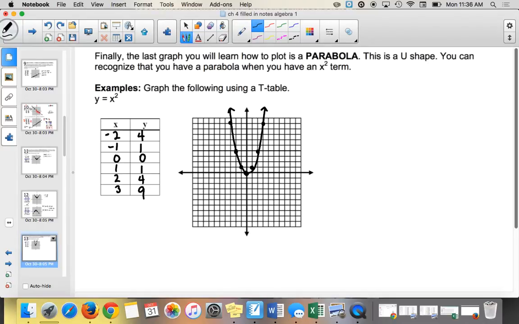All right, that's the most basic parabola. We call that the parent function. A parent is the most basic form of a graph. Okay? All right, so let's look at the next one.